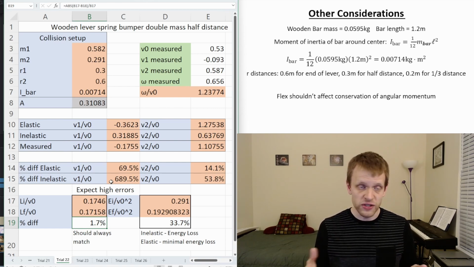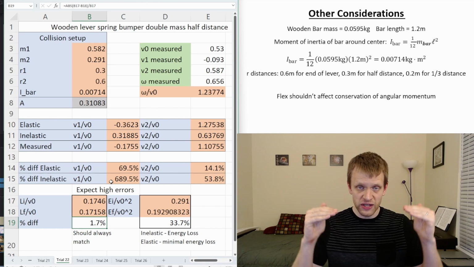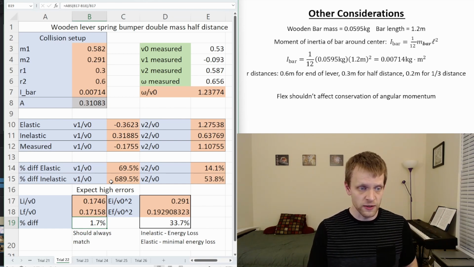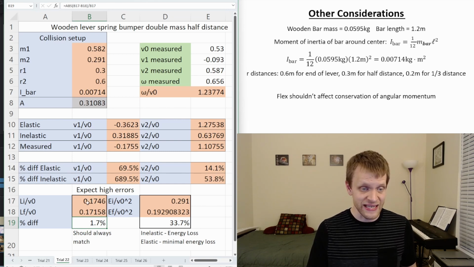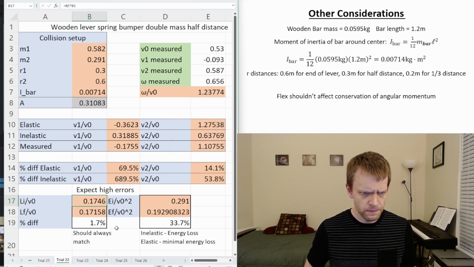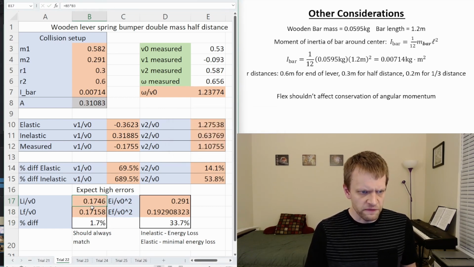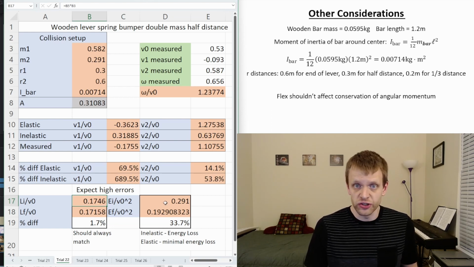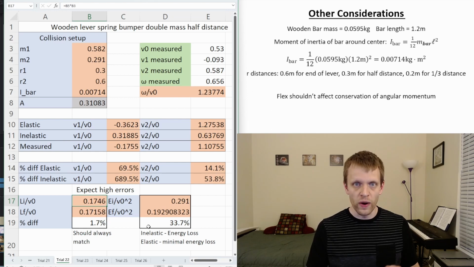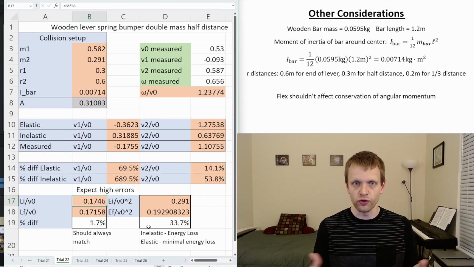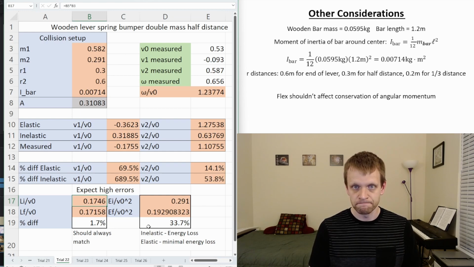So, at least for this case, the fact that the one bar was flexible doesn't seem to have significantly affected the conservation of angular momentum in any way. It just, again, is another factor of whether energy is conserved or not, but we are still definitely not increasing the energy of the system. Let's look at the next trial.